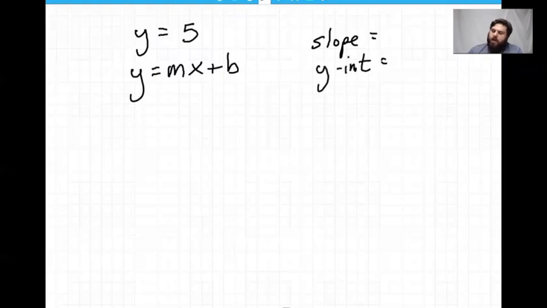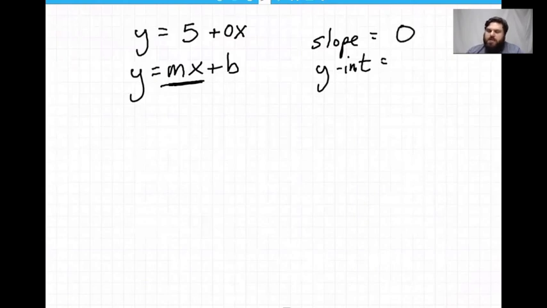Again, looking at how this works, the number attached to the x is the slope. Well, there's not a number with an x here. So you have to almost imagine it being there as a 0x. It's 5 plus 0x. That makes sense, right? So m is actually going to be 0. This has 0 slope. What is the y-intercept? The y-intercept is the number that's not attached to the x, so the y-intercept is 5.